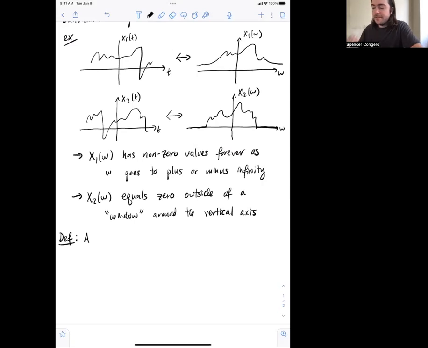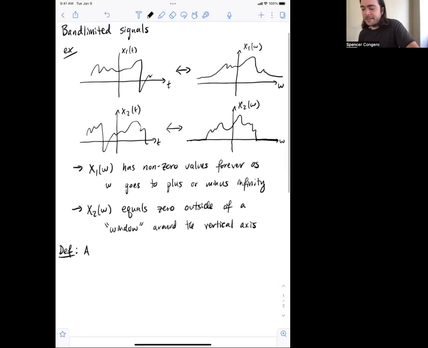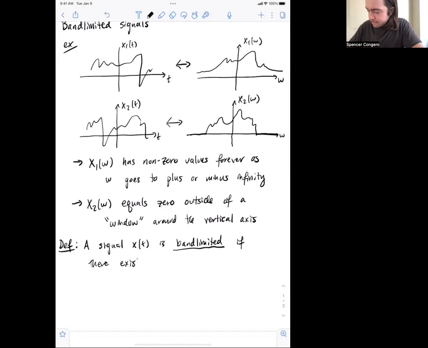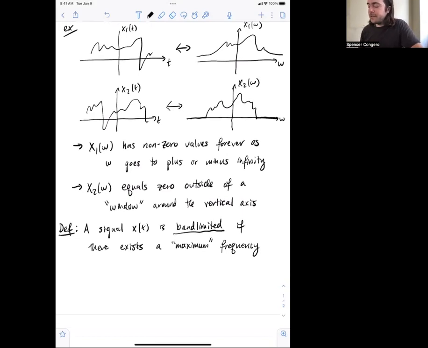Okay, but I wanted to start with sort of an overall picture example just to get your mind in the right place, because sometimes when you see just an abstract math definition, it's hard to process. Okay, but here it is. So a signal x of t is band limited if what? Well, if there exists, sometimes we refer to it as a maximum frequency, but I'm going to put it in quotes because we'll see some examples and we'll get to know what that really means a little more.